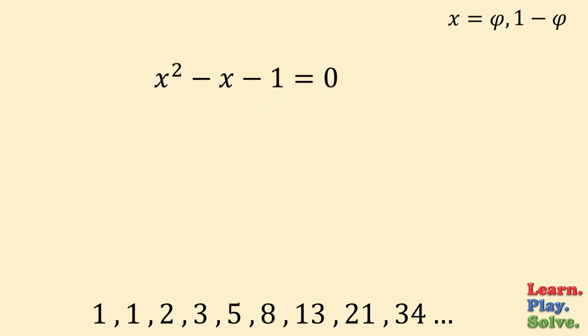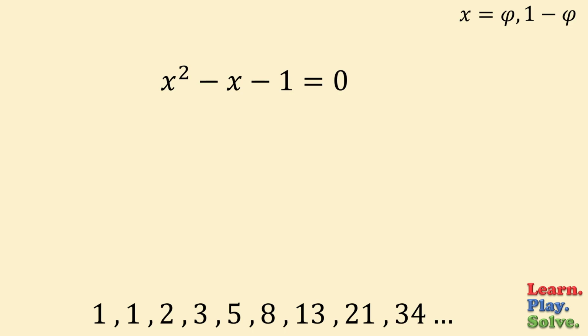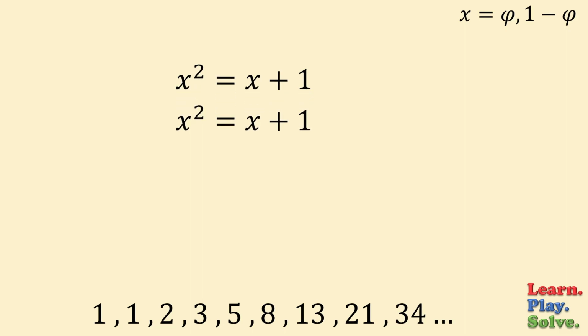Let's take another look at this quadratic equation. If we add the x and the 1 back to the right side, and then multiply every term by x, we get x cubed equals x squared plus x. We already know that x squared is equal to x plus 1, so let's replace it with that. Combining like terms, we get 2x plus 1.